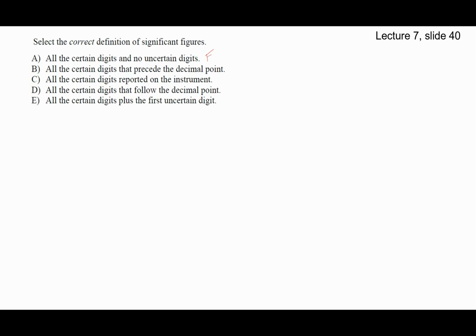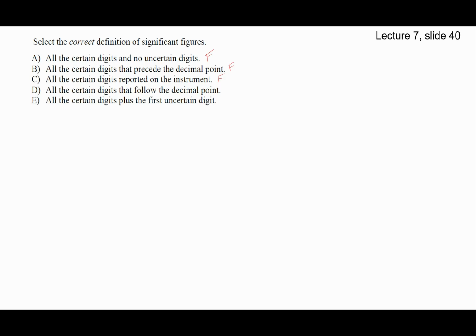B, all the certain digits that precede the decimal point. Well, that's going to be false because you're going to have sometimes numbers that are to the right of the decimal point. So that's kind of silly. C, all the certain digits reported on the instrument. That will be also going to be false, right? Just because the certain digits on an instrument, right, the last digit is uncertain. That's where the variety is.